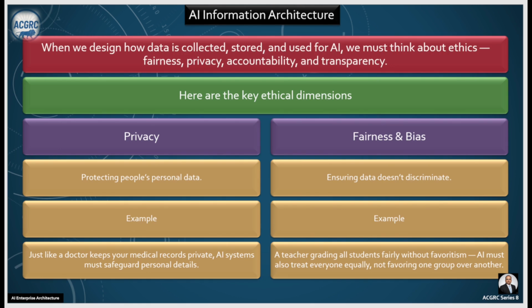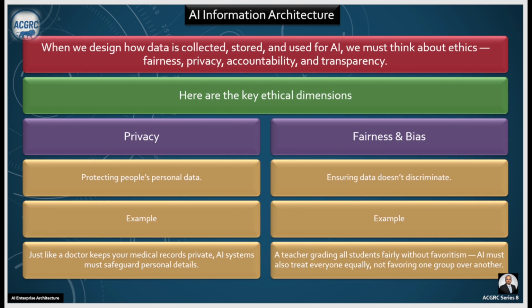So, when we design how data are collected, stored, and used for AI, we must think about ethics, fairness, privacy, accountability, and transparency. Let's look at the ethical dimensions. When we say privacy, it's about protecting people's personal data. Example, just like a doctor keeps your medical record private, AI systems must safeguard personal details.